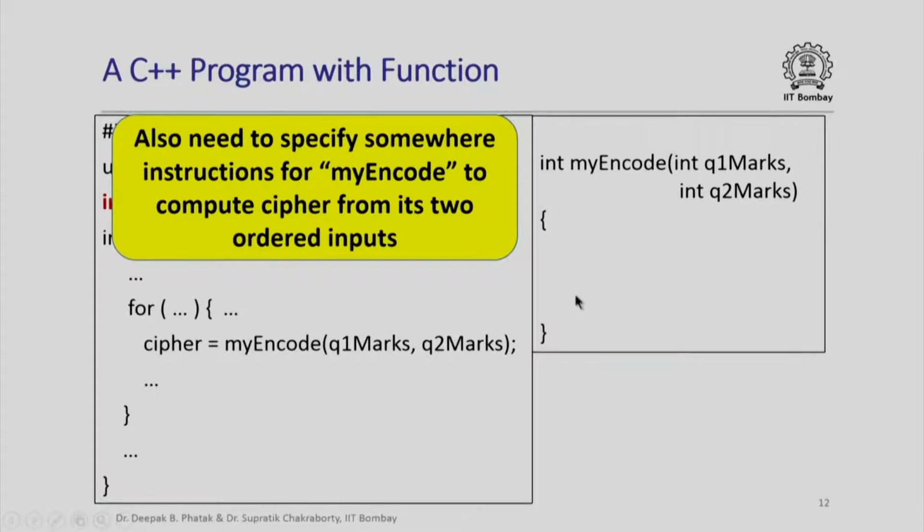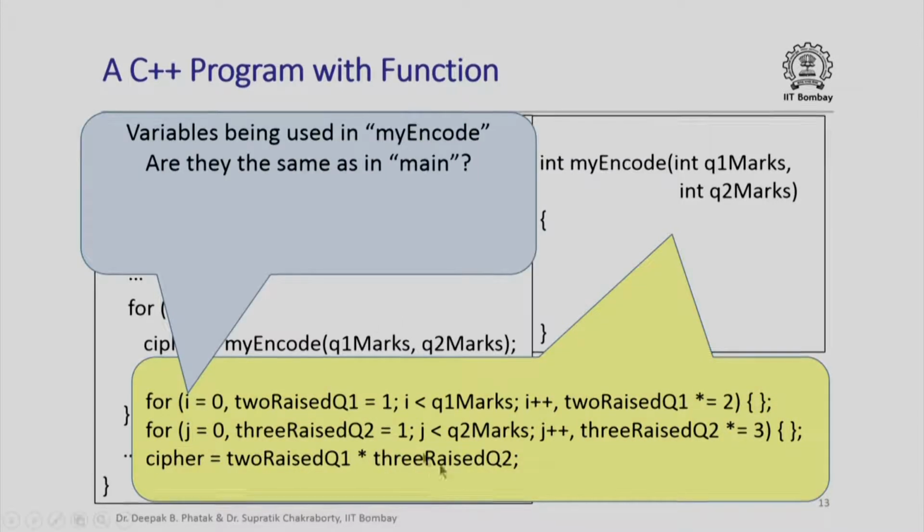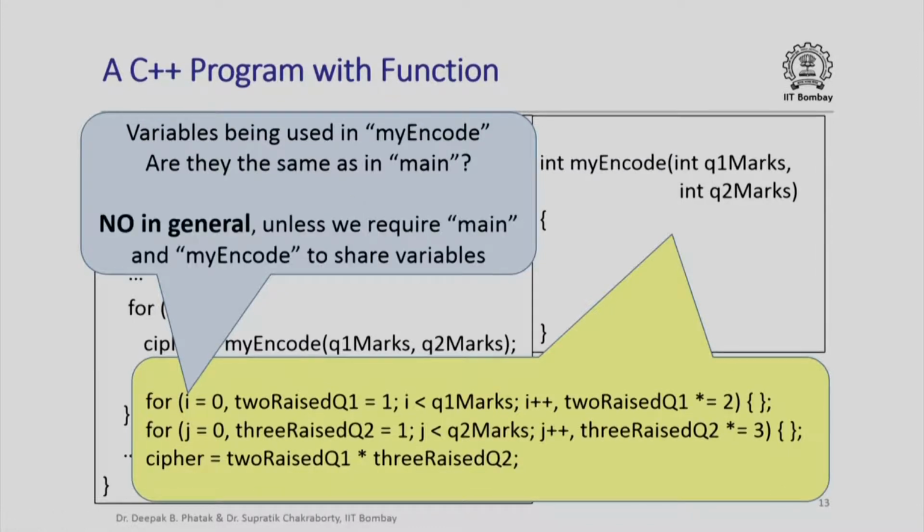So we need another piece of code where I must specify how cipher is going to be computed from its two ordered inputs. And we know what this code looks like, we have already seen this earlier. The interesting point is that in this code I am using variables like I, 2 raised to q1, q1 marks and so on. Now are these variables the same variables as they were in the main function? The answer is no. Unless we explicitly require two different functions to share variables, in general each function will have its own copy of variables.